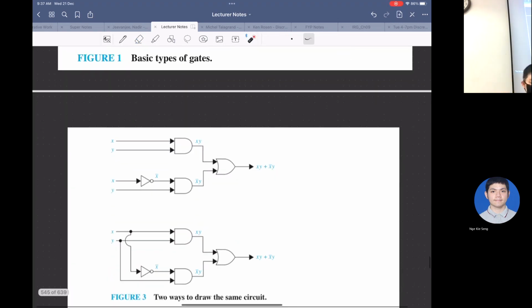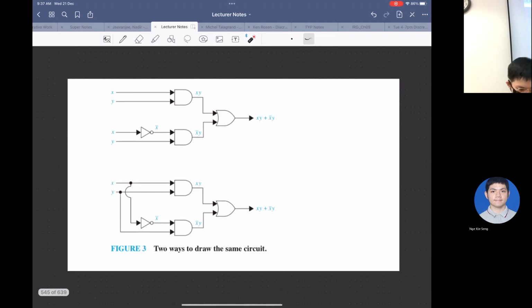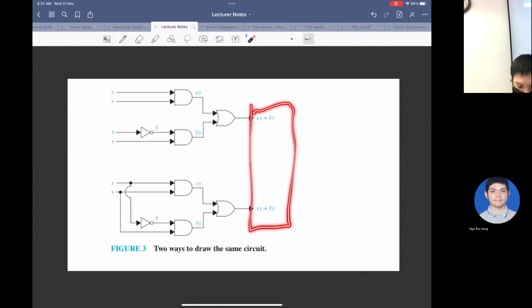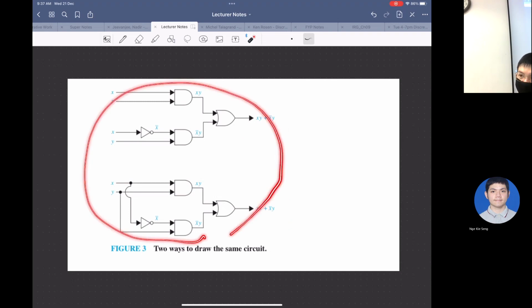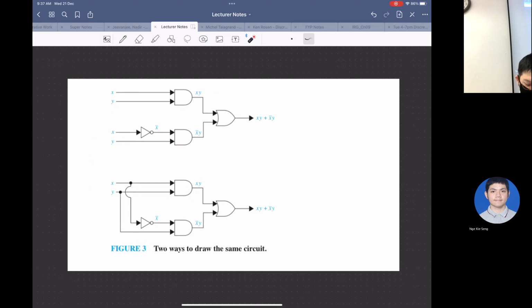And next, there are two examples here, but they all produce the same circuit. So both of them are xy plus x bar y. Okay. But there are two ways to draw it. Which way uses fewer elements? I think this one uses fewer elements. But this one you need to have 4 inputs. So the next part of the story will be how to minimize the circuit. Use as few gates as possible. Minimize the circuit.